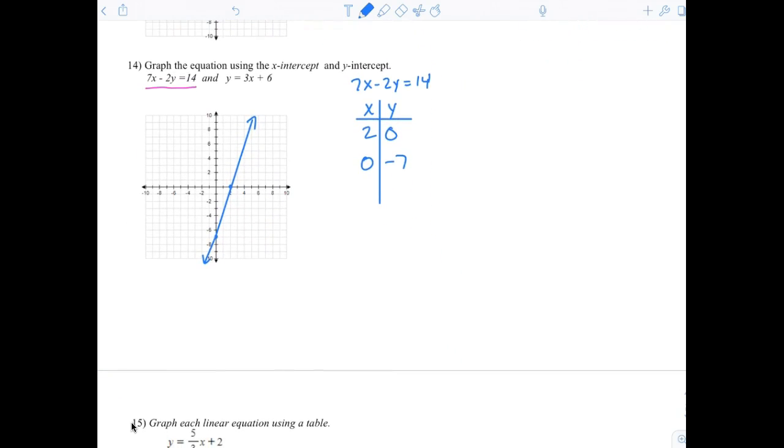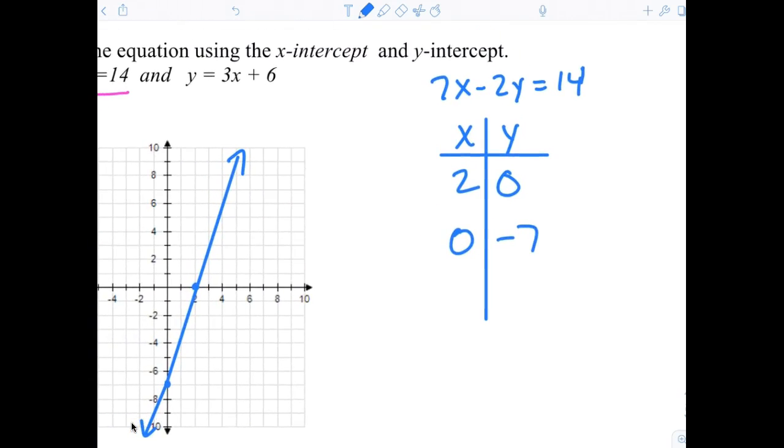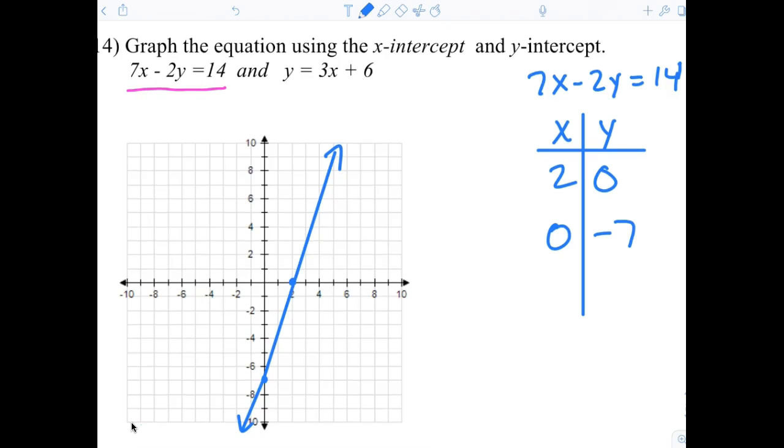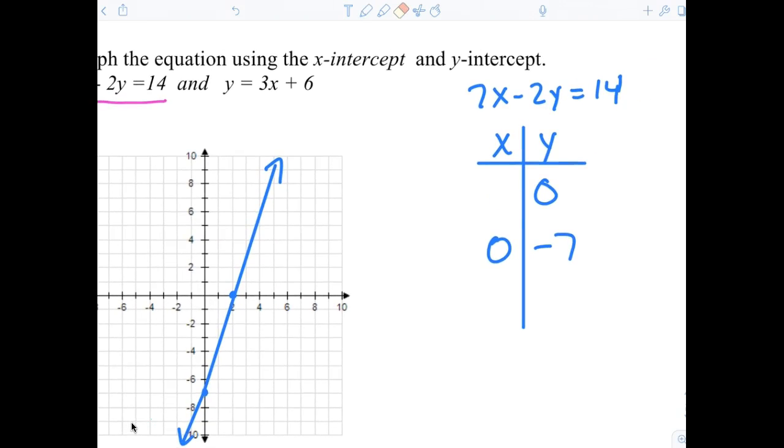Okay, so now I was a little upset with some people because I said there were different techniques, and I asked you to graph this using the x and y intercept. Everybody with me? So to graph it using the x and y intercept, remember, this is the technique you're supposed to use. Make a table, a 0 for y and a 0 for x. And you just plot those points.